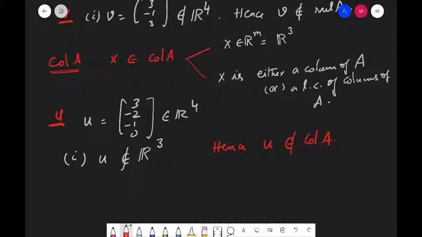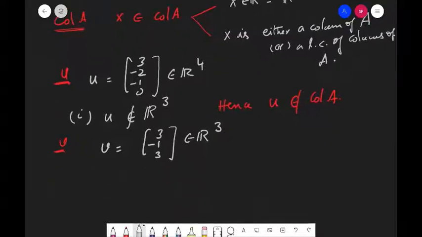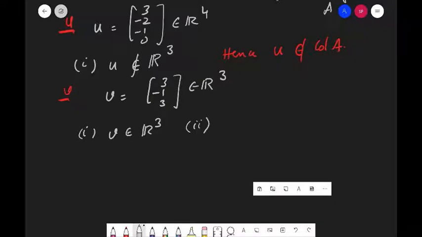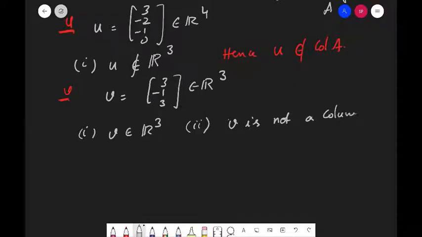Now let us look at the vector V. So what do we have as V? V is equal to 3, -1, 3. It belongs to R3. Now let us see the two conditions. First one is V belongs to R3. The first condition is satisfied. Second condition, you can observe V is not a column of A.